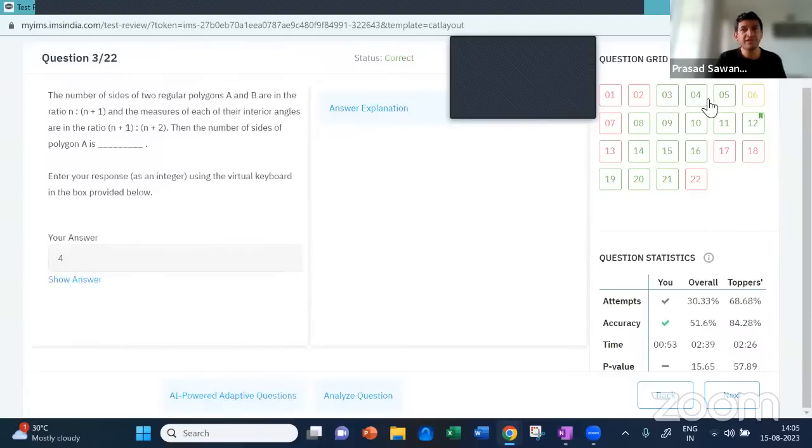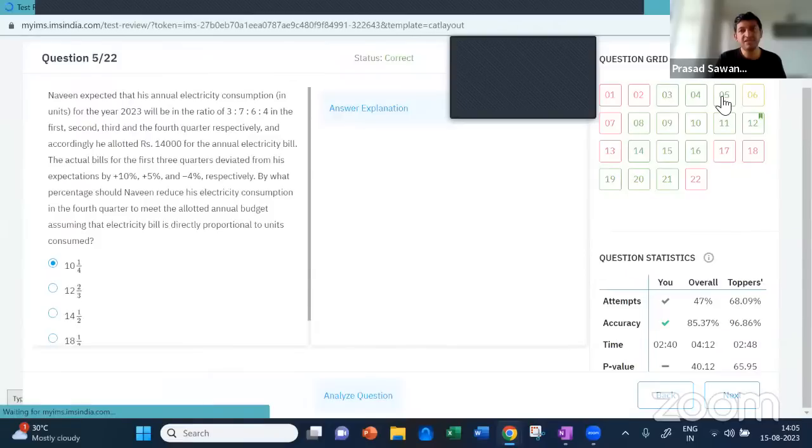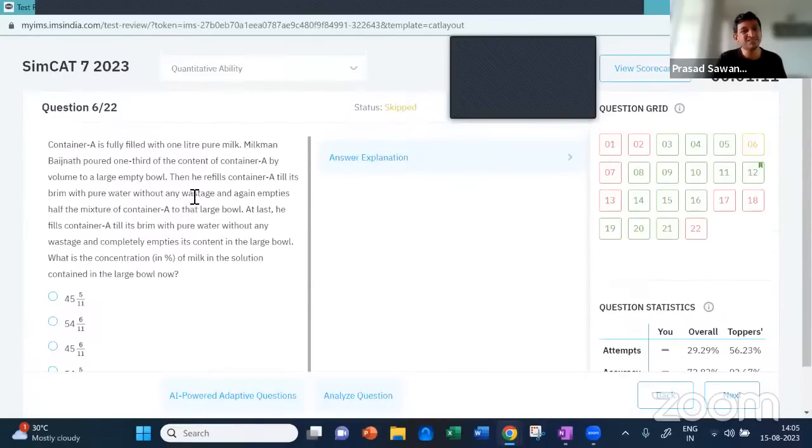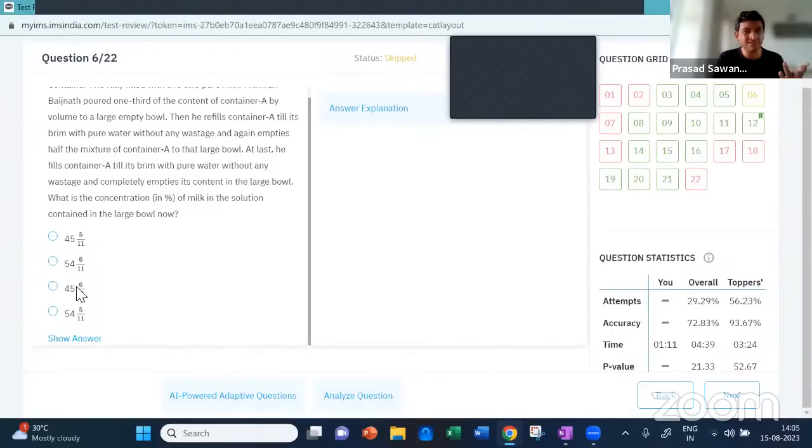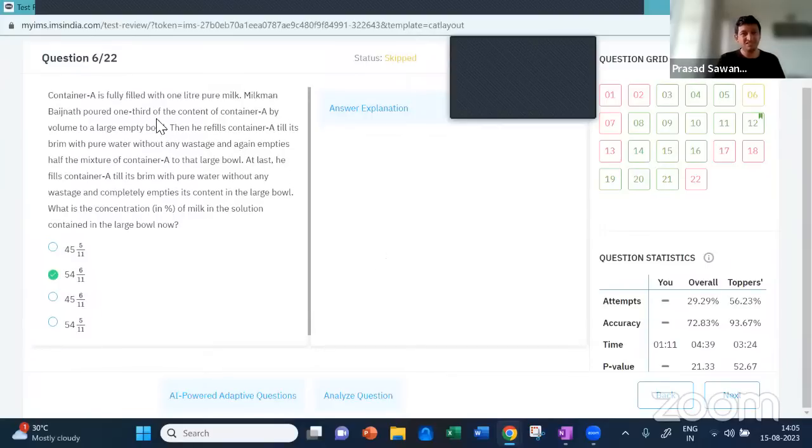Question 3 was 57.89. Category B. Category B again. Category A again. 52.67. I missed this one. I should have got this. I think for some reason it's 55, 5 by 11 or 6 by 11 mistake. I think it's C. Let's see. B doesn't matter. Right. But the point was, I should have attempted this question. It was not a difficult question at all. Mainstream question here. But I didn't for some reason.